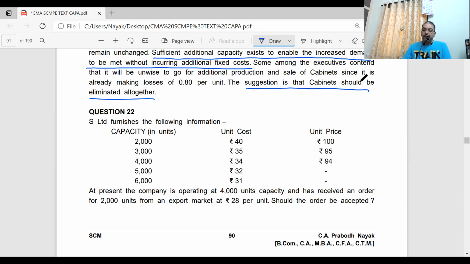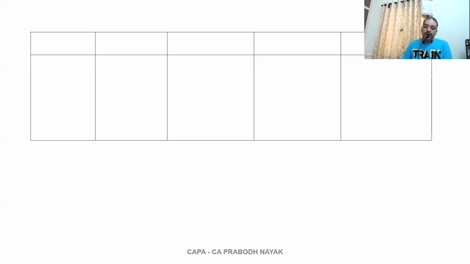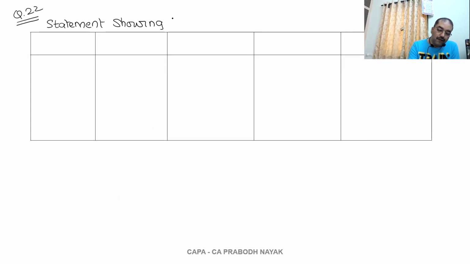Whenever you are given these types of questions, that is capacity at different levels, the problem is to be solved by making use of incremental cost and incremental revenue. So we'll have to prepare a statement like this. And this will be called a statement showing incremental cost and revenue.